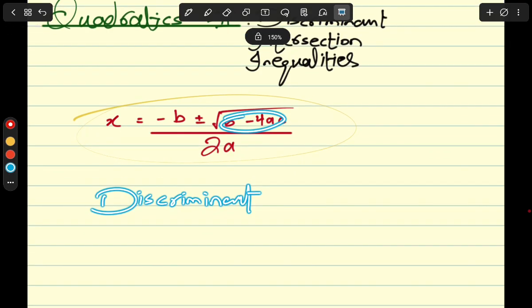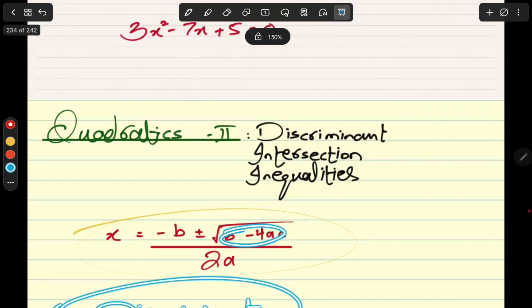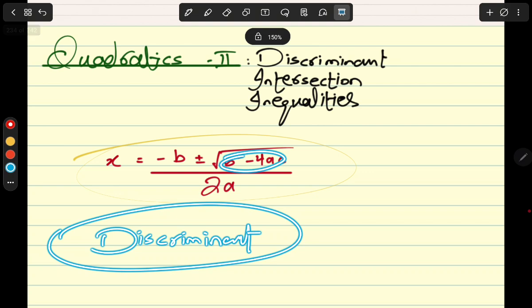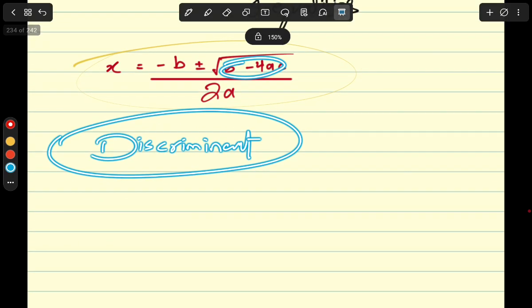The discriminant does not help you solve the quadratic. It's not going to help you solve this equation, but it is going to tell you what type of quadratic you're dealing with, right? Think of it as a report card from before the exam even begins.